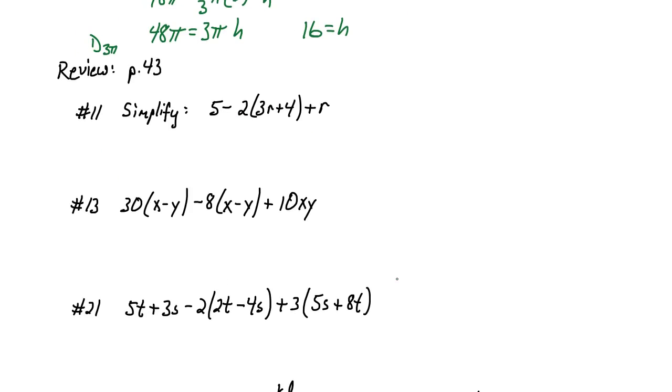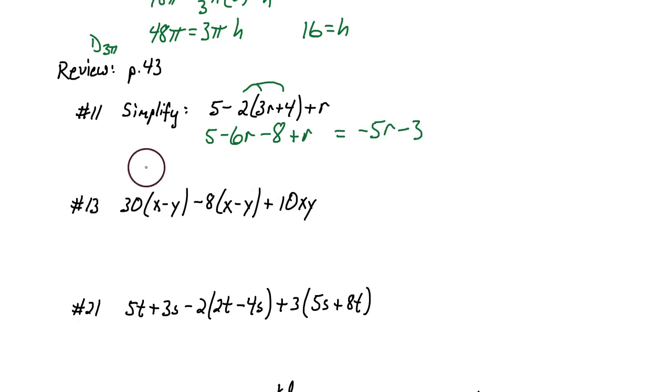For the review assignment, we're on page 43. Simplify this expression. So it's no longer an equation. We can do some distributive property. So start with the 5 and now distribute the negative 2. Negative 2 times 3r is negative 6r. Negative 2 times positive 4 is negative 8. Now we can combine like terms. Negative 6r plus 1r makes negative 5r. And 5 subtract 8 makes negative 3.